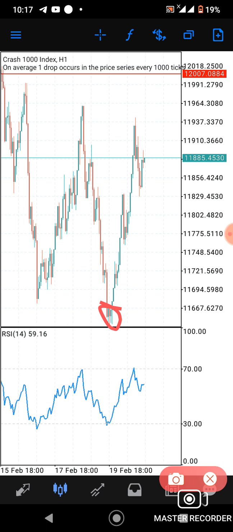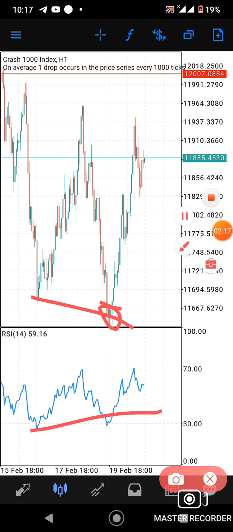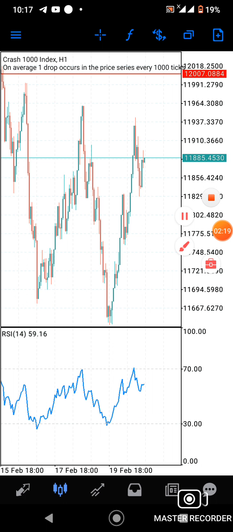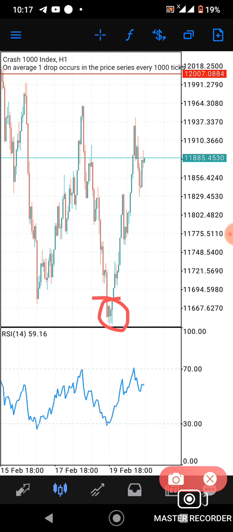Maybe this piercing line, hangman, engulfing, different candlestick patterns. Make sure it's formed first. Let's say engulfing was formed here. If you've done your analysis, I'm not teaching you how to do that. I'm just saying that if you want to take a trade, divergence is just to make your trade more efficient. So you can see, let's say engulfing is formed here.